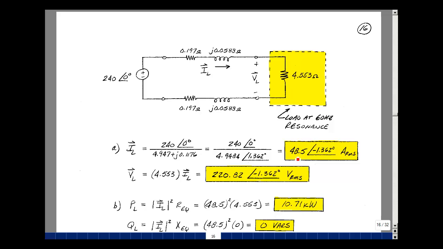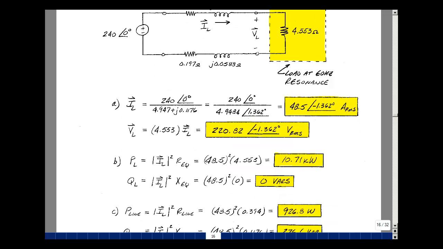So we've seen a change in the current from what we had before. It's dropped to a magnitude of 48.5. Of course, the voltage across the load is just Ohm's law, so it's the resistance times the current. And now that's 220.82 at an angle of minus 1.362. So we have more of that voltage that's coming in across the load. We start with 240, and now we've got this thing up to 220.82 in magnitude.